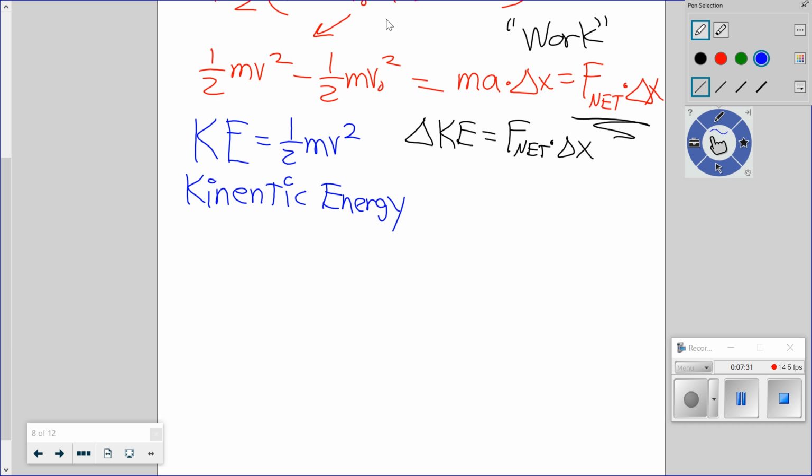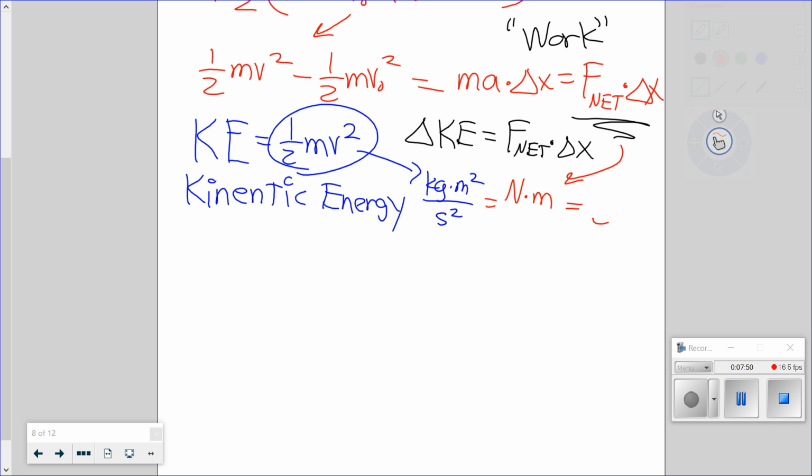Hopefully you notice that if you take kilograms times meters squared over second squared, you get the same thing as if you take newtons times meters, right? Because newtons was already kilograms times meters per second squared. We call this a joule. I had a Texan professor who said joules.